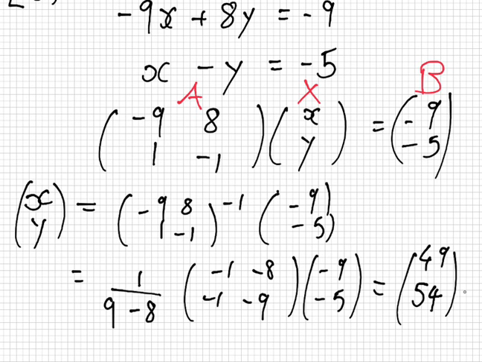Okay, I'll do another example. So you see the matrix method, it's quick. Here you swap minus 1 and minus 9, and you multiply by minus. Minus 8. Why is that? This is the inverse. You swap these, and minus the other ones. Okay. So x is 49, y is 54.